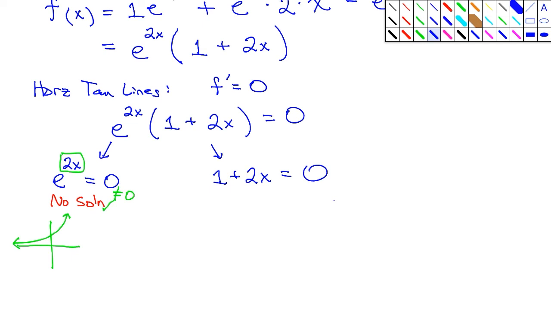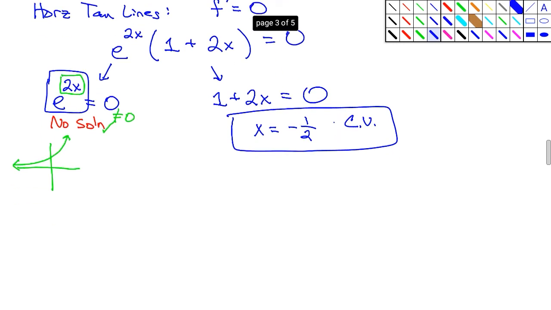And that's going to be a repeating theme throughout this. A base raised to an exponential power can never be negative unless there's something else going on, right? But just your standard old base to a power, that can never be equal to 0. So you get no solution from that. Over here on the right side, we get x is equal to negative 1/2. So this is our only critical value.